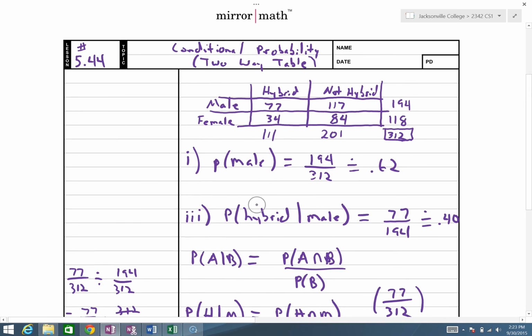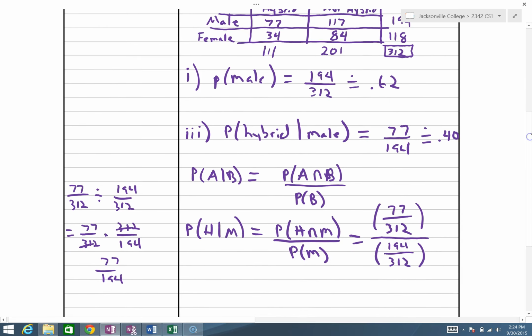This is saying the probability of having a hybrid given you are male. In this case, consider the males as your whole world. That is, this column here is our whole world. Of these 194, that's my denominator, 77 of those have a hybrid. With this video you should be able to handle the rest of 5.44.